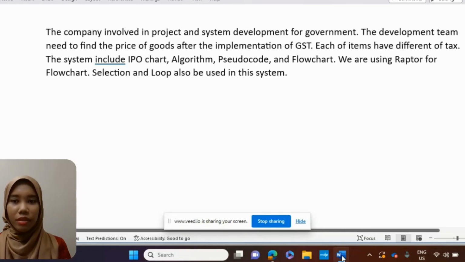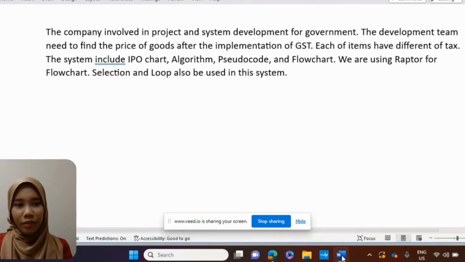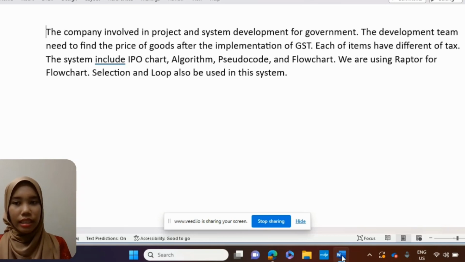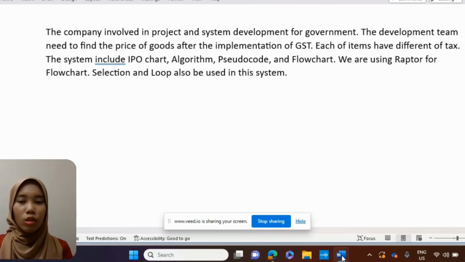The company is involved in project and system development for the government. The development team needs to find the price of goods after the implementation of GST. Each of the items has a different tax. The system includes an IPO chart, algorithm, pseudocode, and flowchart. We are using Raptor for the flowchart. Selection and loop are also used in this system.